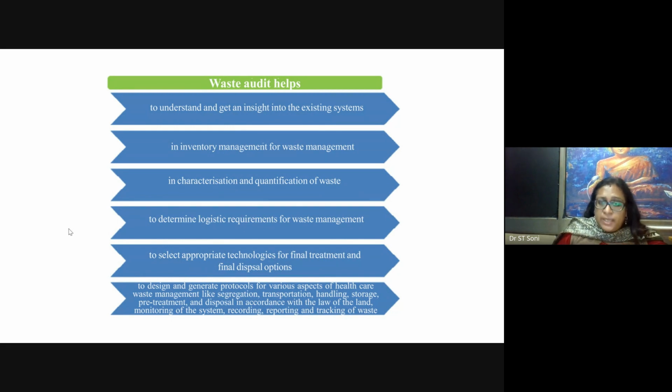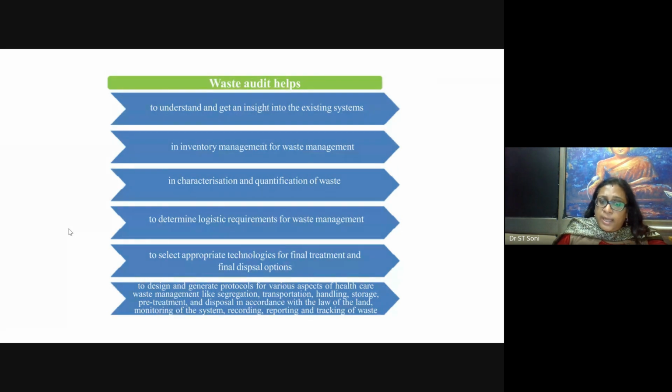Okay, sharp waste, like the white color container. So how much will you be needing? You need to quantify somewhere, you need to audit and find out how much is your waste generation. Then you will be able to categorize it in one shift: how much waste is generated in the entire day. And then we also have to select the appropriate technology for the treatment of the waste and the final disposal.